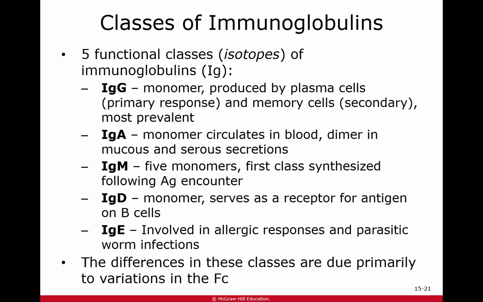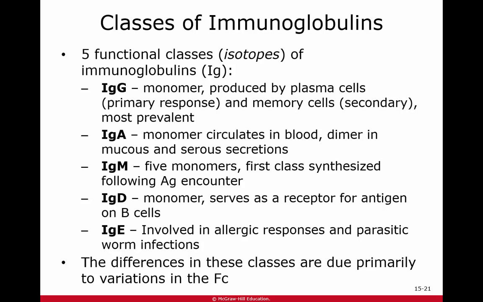So we have 5 classes of immunoglobulins, basically 5 classes of antibodies: IgG, IgA, IgM, IgD, and IgE. Really quickly, just to note a couple of differences. IgG is considered the most prevalent immunoglobulin, or the most prevalent antibody, that we see in our bodies. It's produced by plasma cells, and it's memory cells. So it serves the purpose of maintaining that memory for future reference.